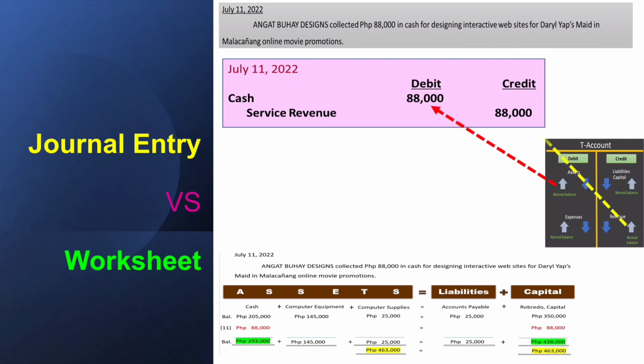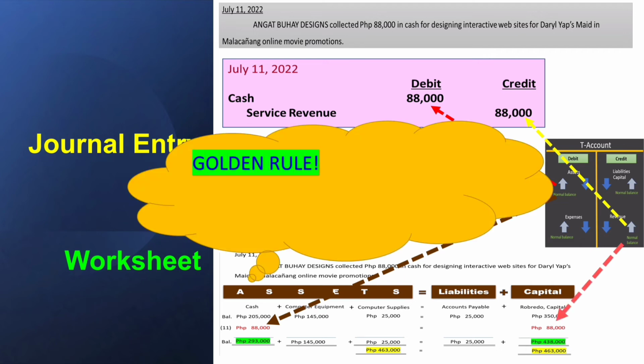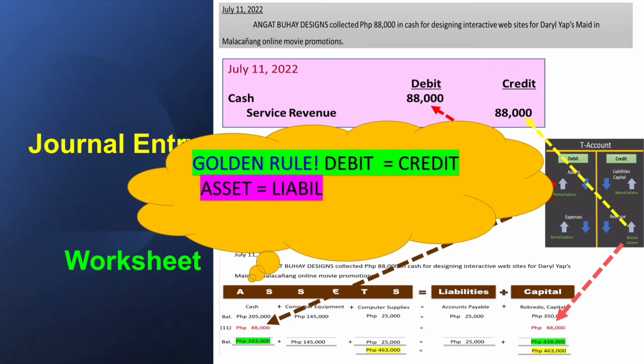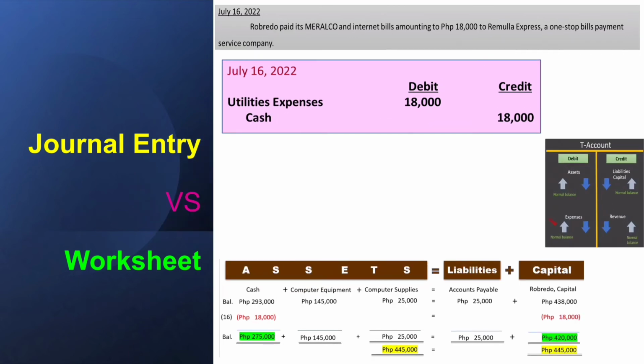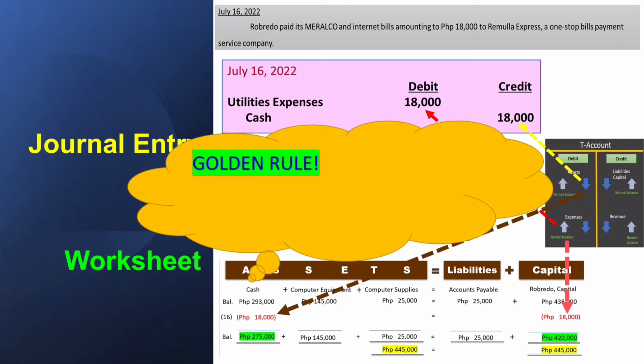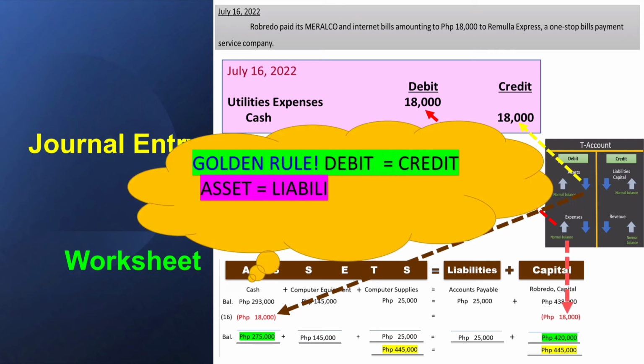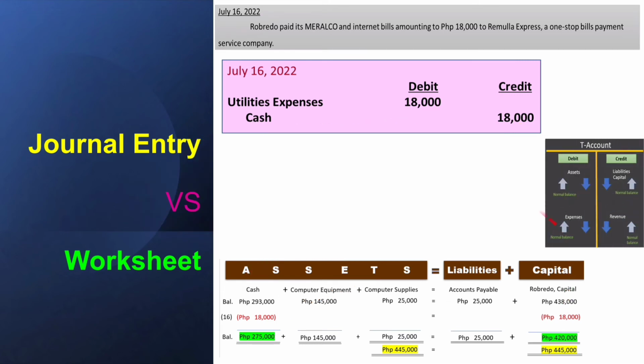Next transaction, July 11. Again, the golden rule, debit and credit must always be the same in the journal entry. Whereas in the worksheet, the accounting equation must always be the same or equal. Same goes with other transactions. On July 16, the utilities expense, debit of 18,000, credit of 18,000. Debit and credit always the same. That is the golden rule. Worksheet, accounting equation always the same. Asset is always the same with the liabilities and capital.